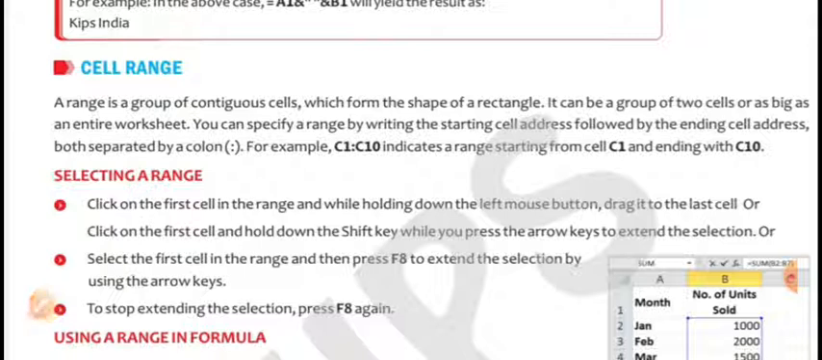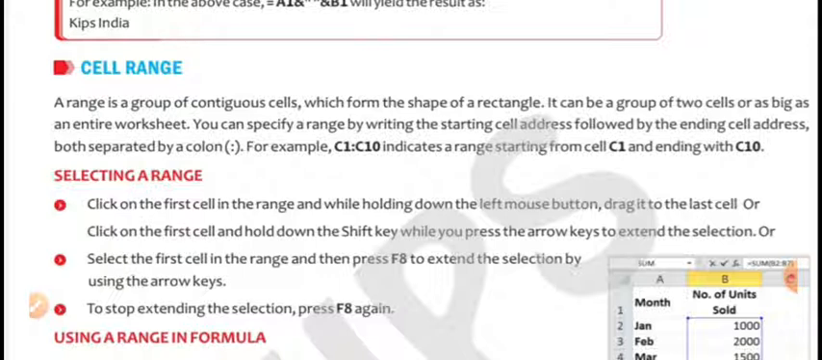You can specify a range by writing the starting cell address followed by the ending cell address, both separated by a colon. For example, C1 colon C10 indicates a range starting from cell C1 and ending with C10. Now how can you select a range? The first step is to click on the first cell in the range and, while holding down the left mouse button, drag it to the last cell. That means click on the first one and, without leaving your left mouse button, go through the cells till where you want the selection.